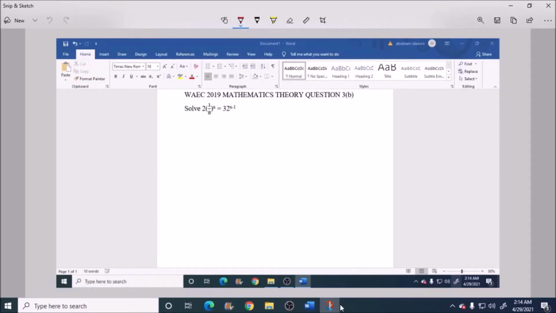Hello and welcome. Today I will be answering WAEC 2019 Mathematics Theory question number 3b. Solve 2 into (1/8) raised to power x equal to 32 raised to the power of x minus 1. Okay, so let's begin solving.